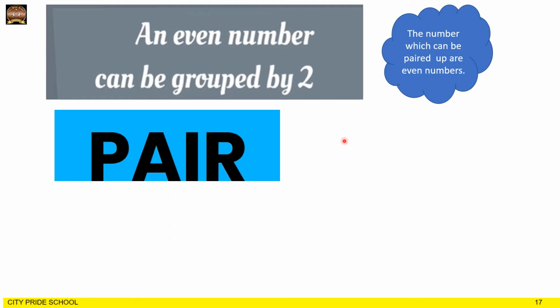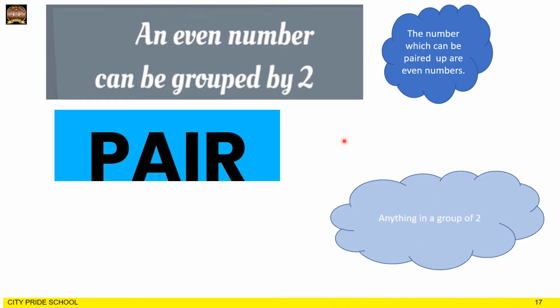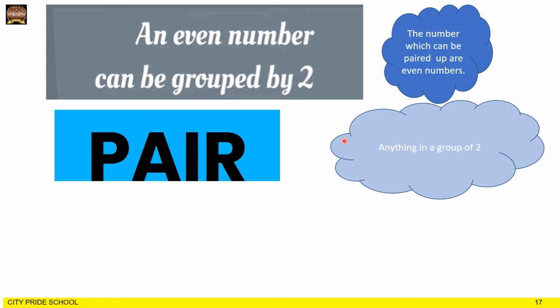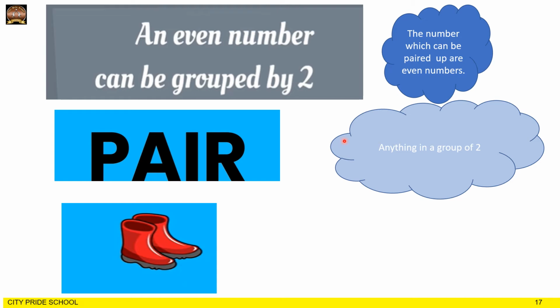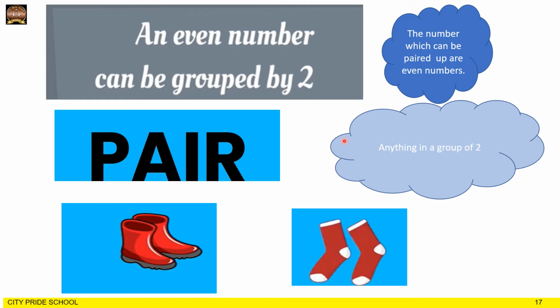Now what is the meaning of pair, children? Yes, anything in a group of 2. Okay. So a pair of shoes or gum boots, a pair of socks, right? So this is one pair, but in one pair there are two items, right? So there are two gum boots. Here there are two socks, right? So they are in pairs.